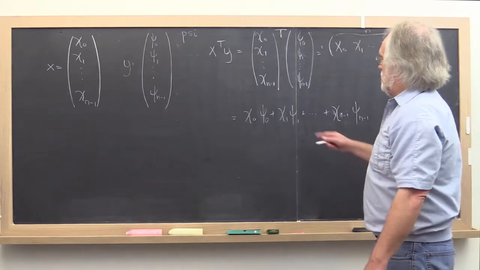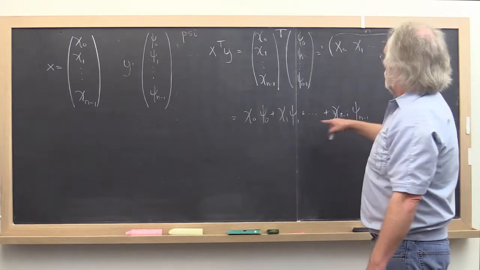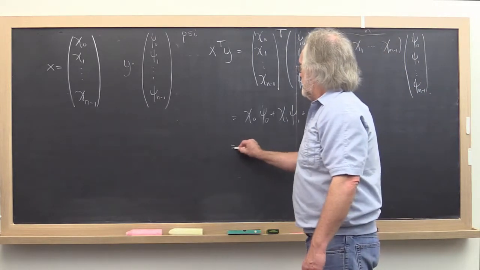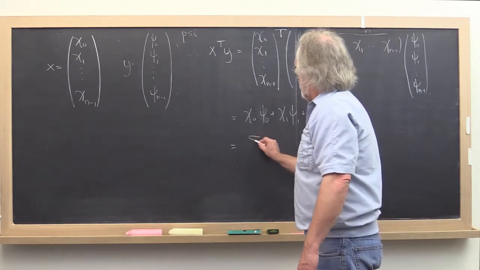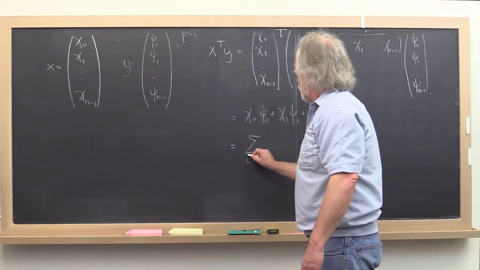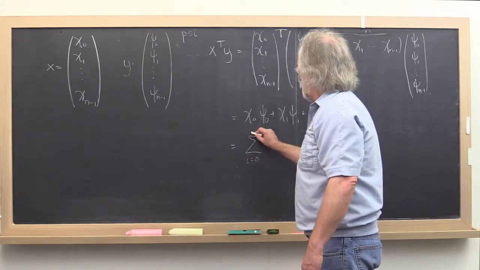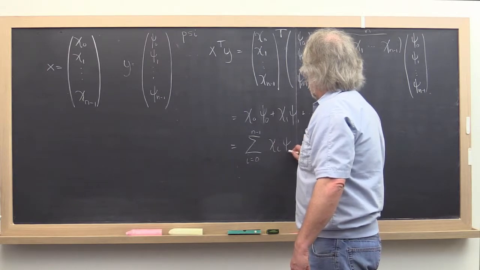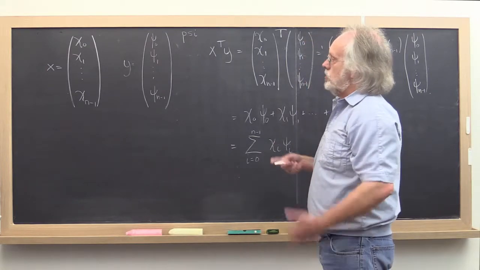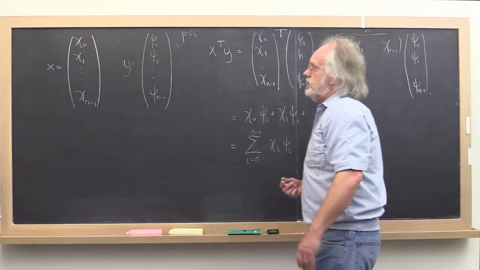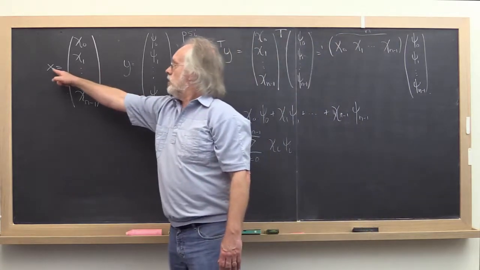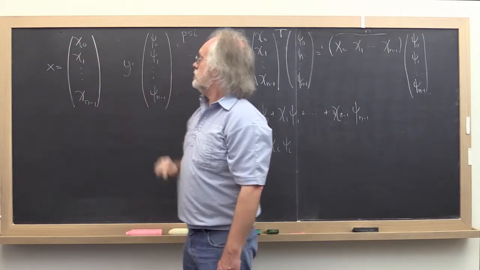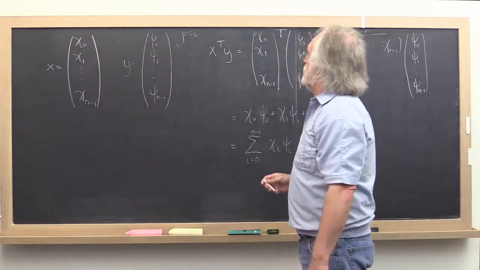Now, it gets a little tedious to always write this dot dot dot, and therefore this is often simply written as the summation over I equals 0 to n minus 1 of chi sub I times psi sub I. So here we've revisited a whole bunch of things we've seen already. Lowercase letters for vectors, lowercase Greek letters for the elements.